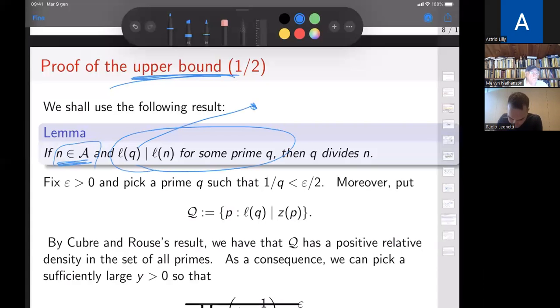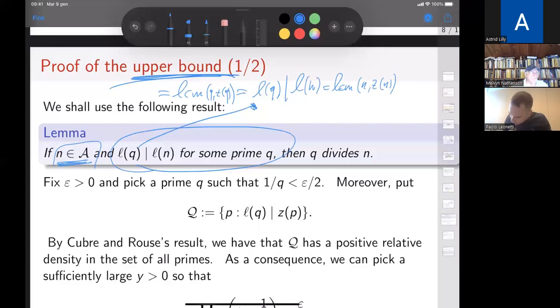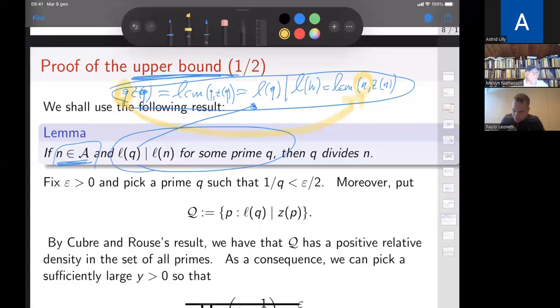So the condition is that L of Q divides L of n, but this is the least common multiple between n and z of n, and this is the least common multiple between Q and z of Q. But since Q and z of Q are coprime for every prime Q different from 5, we can write that, if Q is different from 5, this is Q zeta Q. So this is the condition, which is quite explicit. So if we can find a prime Q for which Q zeta of Q divides the least common multiple between n and zeta of n, then by force Q divides n. So this Q here has to divide this n here.